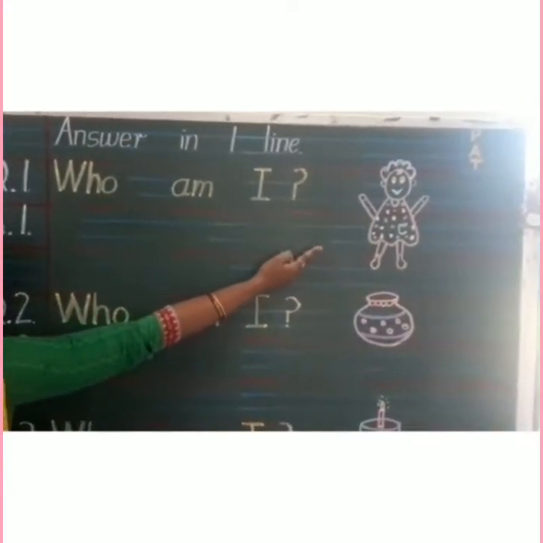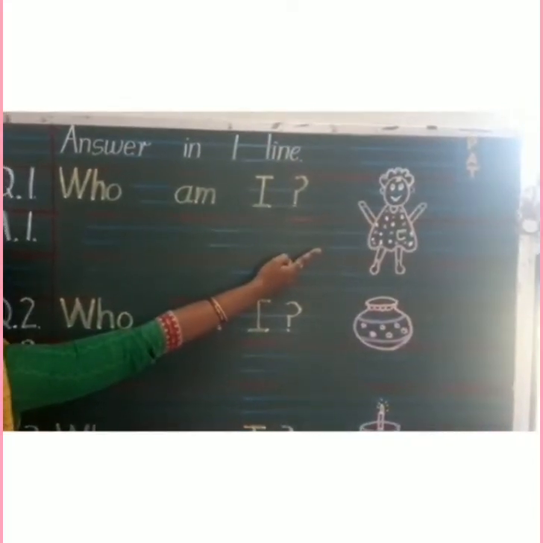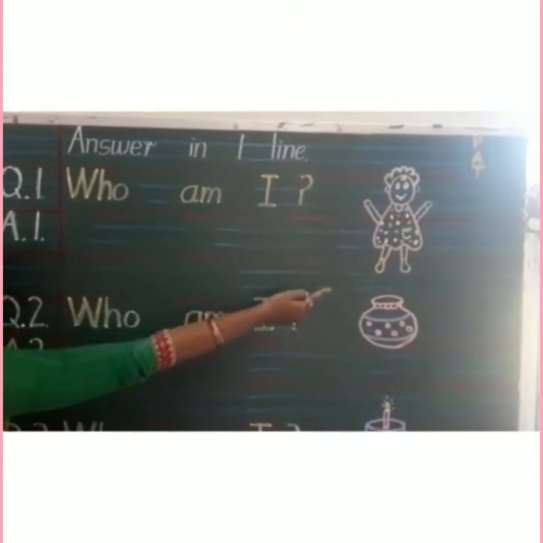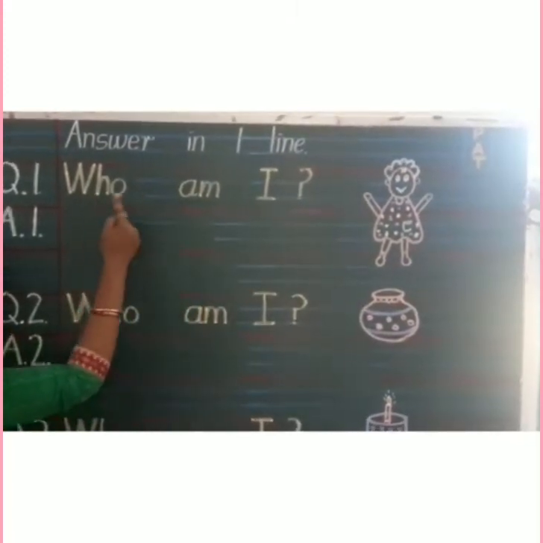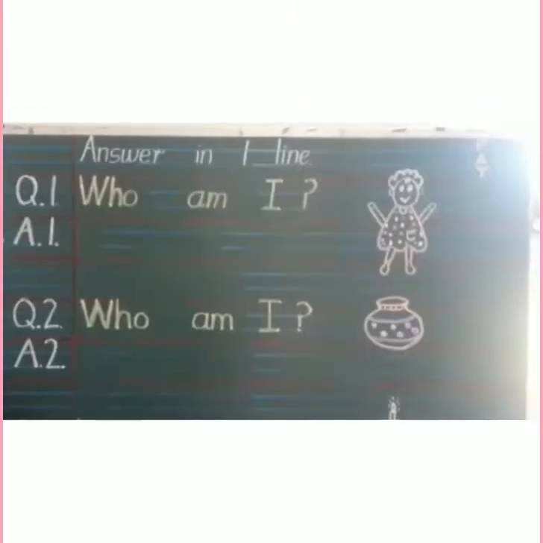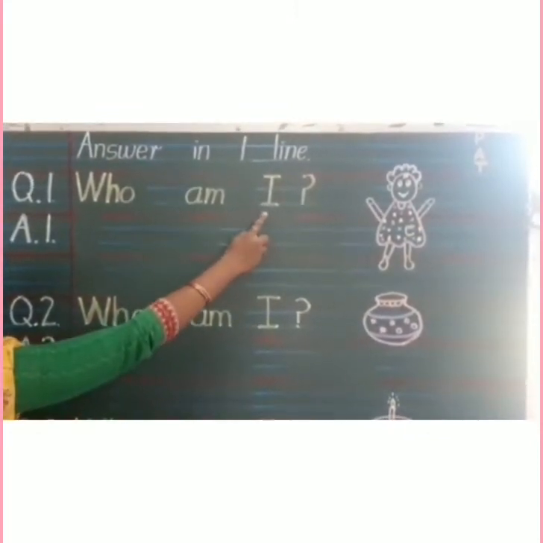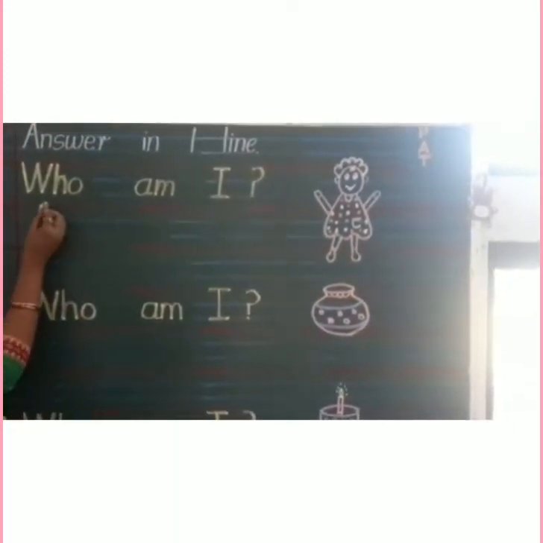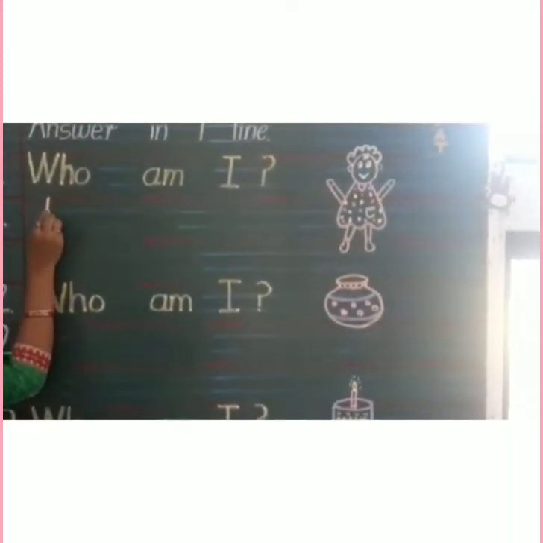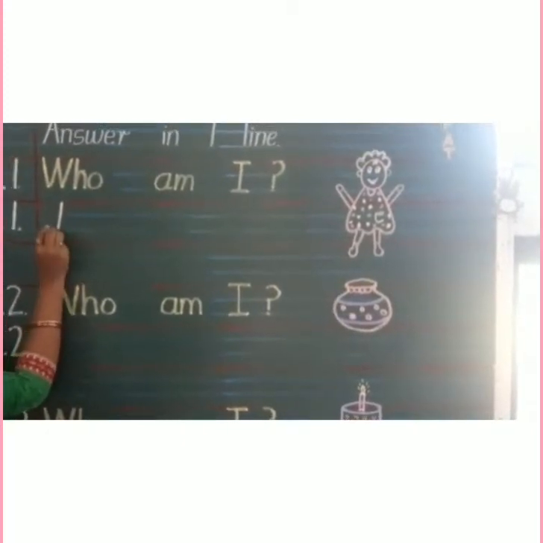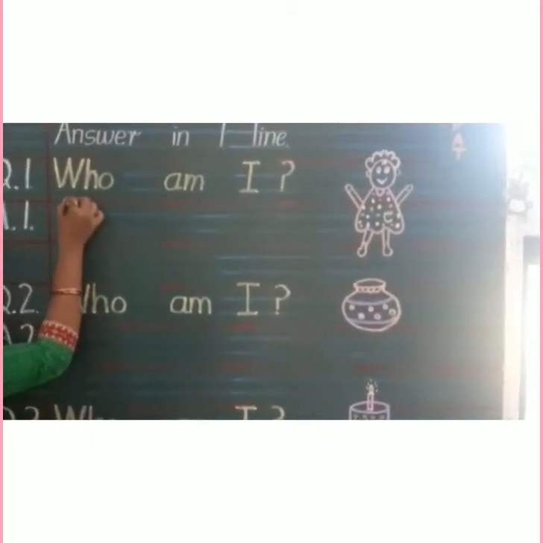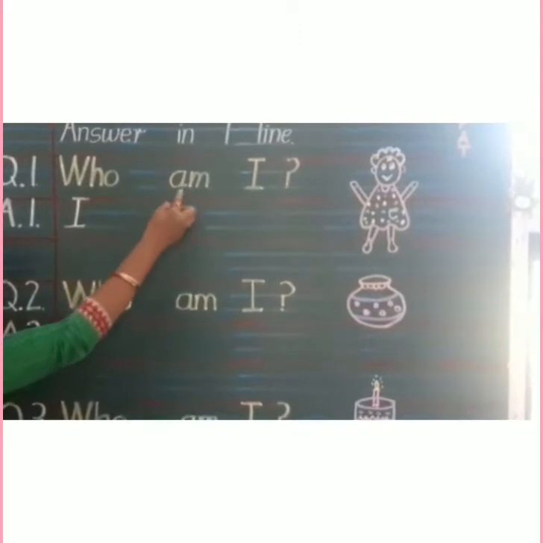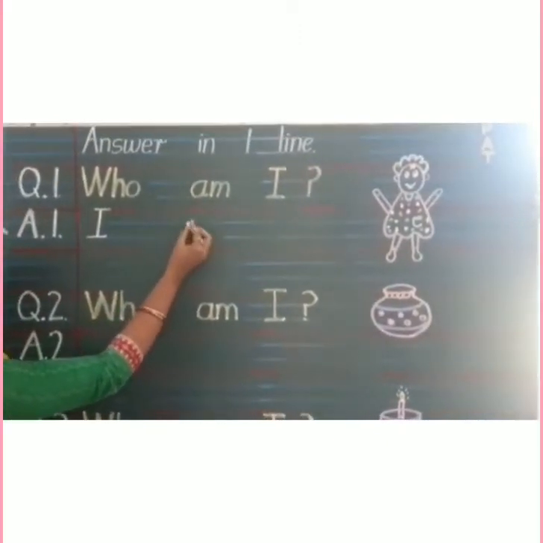Who is asking this question? The doll is asking the question, right? Here is a doll. A doll is asking, who am I? So, what will be the answer? I am a doll. And this I will come here. So, here will be capital letter I. Then, A and M will come down.